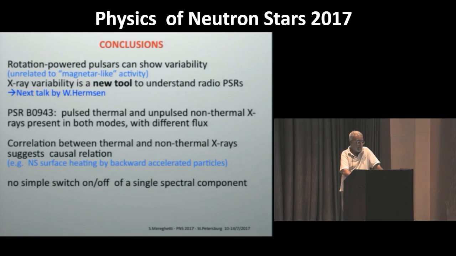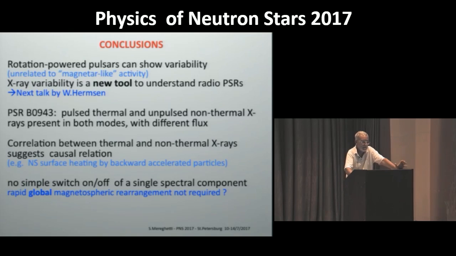And the fact that the mode transition is not associated with a single component that appears or disappears maybe has some implication also for the kind of question that I was asking at the beginning. So is this something global or something local that happens in these mode-switching pulsars? But this, again, is something that is not easy to answer. I'm sure that there are different possibilities to explain this kind of results. I think that's all I wanted to say. I thank you for your attention.